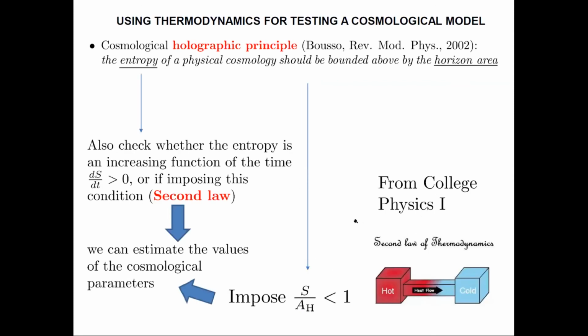So let's now start to put some physics into this space-time metric. And I would like to investigate its thermodynamical properties. So I would like to study the cosmological holographic principle as formulated by Bousso, according to which the entropy of a physical cosmology should be bounded above by the horizon line. Also, we have the second law. So I would like to understand if the entropy related to the matter content is an increasing function of time.